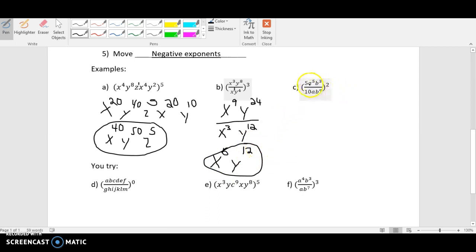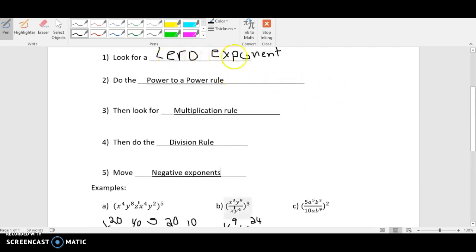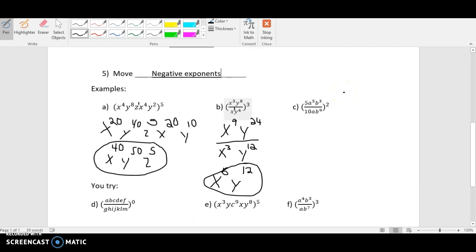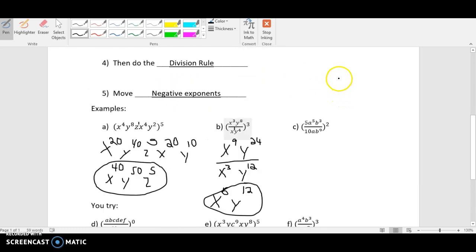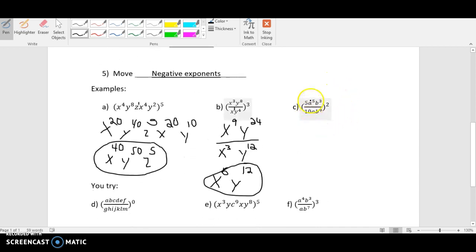Last but not least, we have this one over here. We're going to go ahead and follow our steps again. Again, I do not see a 0 exponent, so I don't have to worry about that. I do, however, see power to a power rule again. You'll notice in these problems, power to a power rule comes up a lot. We'll go ahead and we'll do that.